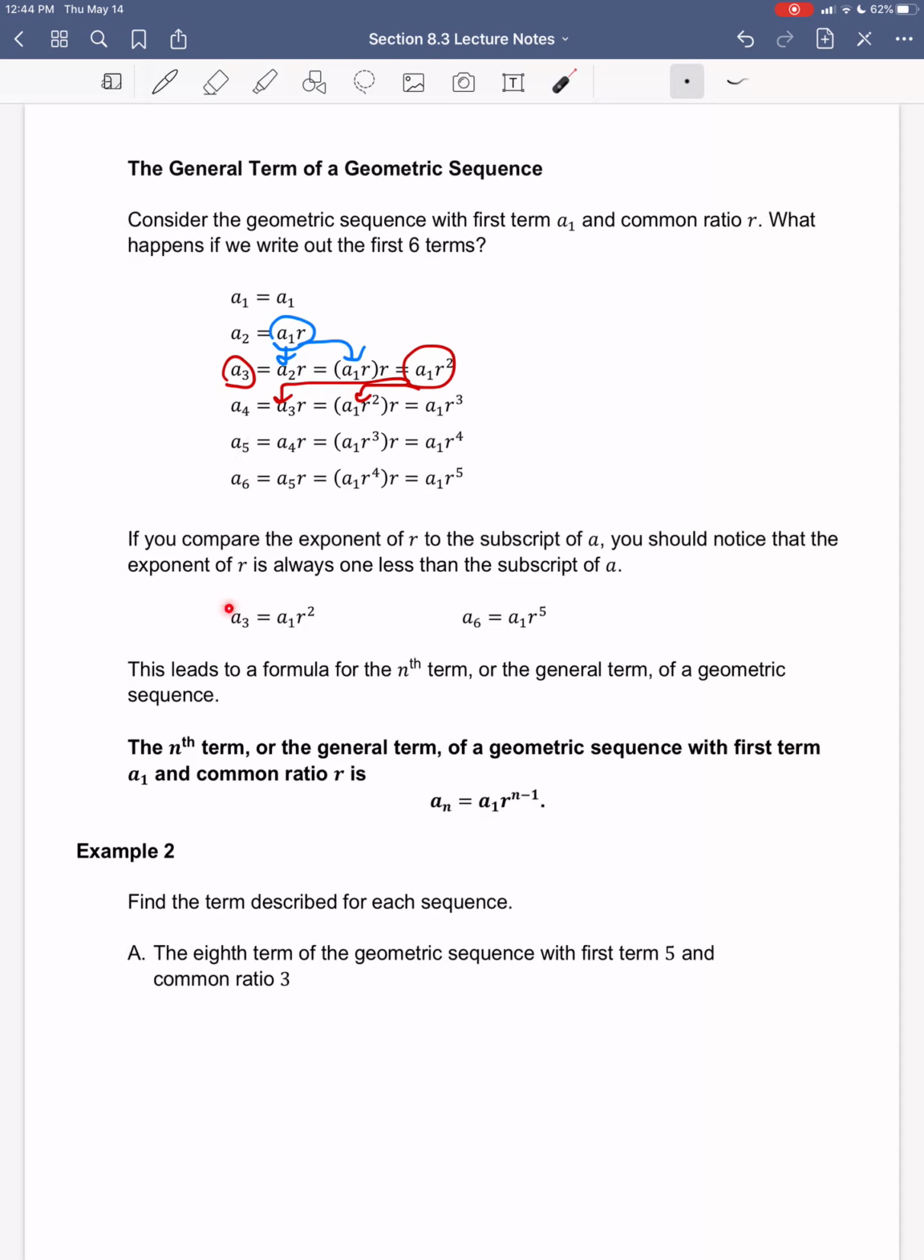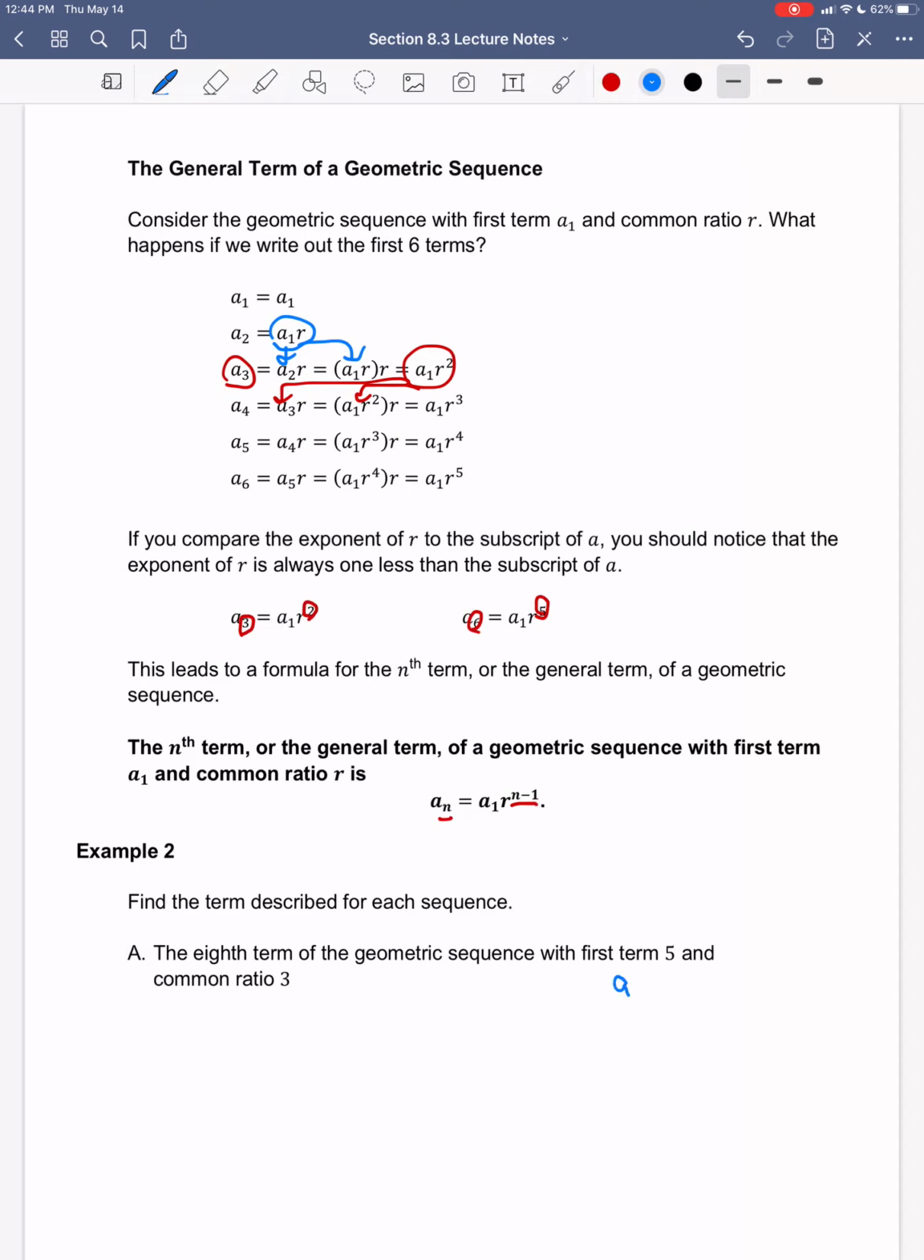And if we look at this, the exponent on r is always 1 less than this subscript. Right? A sub 3 up here is a sub 1 times r squared. So a sub 3 is r to the second. And a sub 6 is r to the fifth. So in general, a sub n, we have a sub 1 times r to the n minus 1. It's always just 1 less.